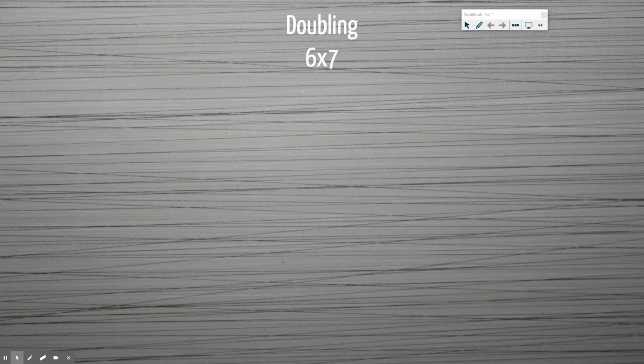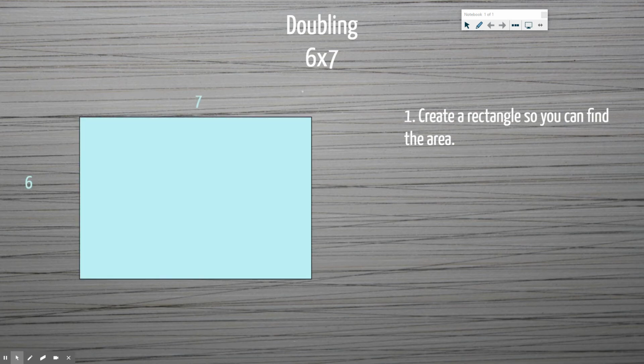Let's look at doubling. So with doubling, I want to create a rectangle so that we can find the area. So we can think of it as finding the area. And so I have this 6 by 7 rectangle, and I'm going to split the even number in half. So I have a 6 and a 7. I'm going to split the 6 in half because it is even.